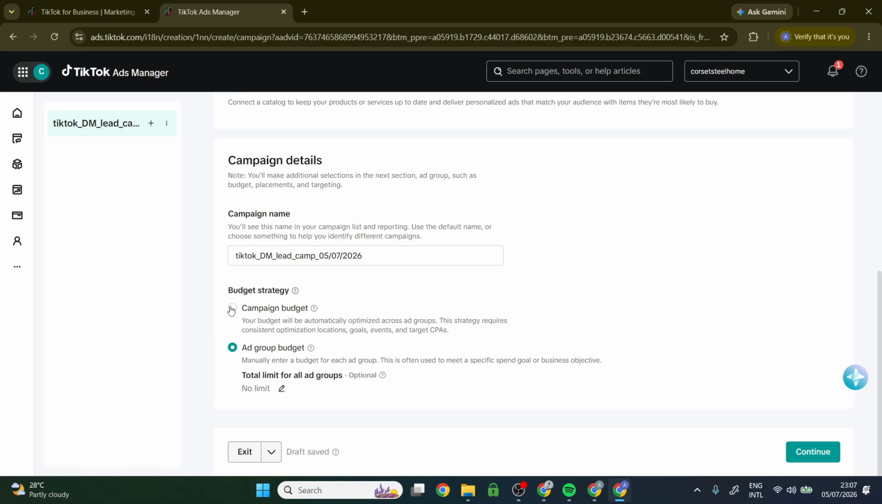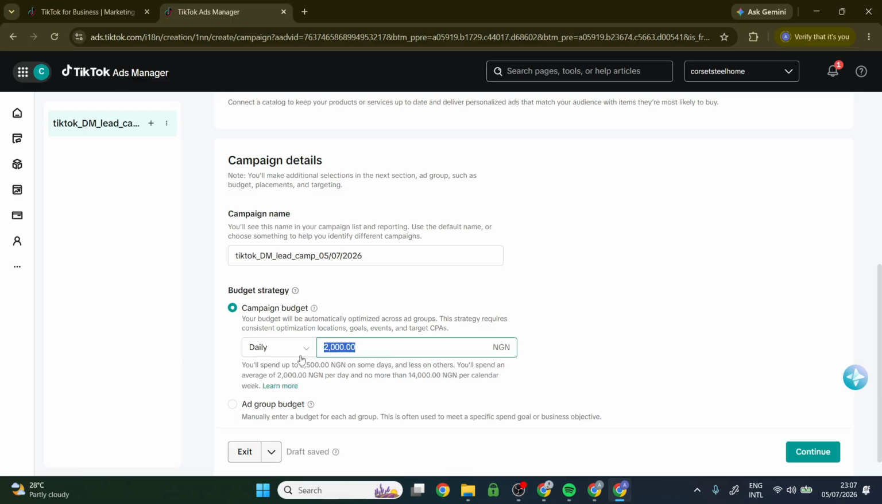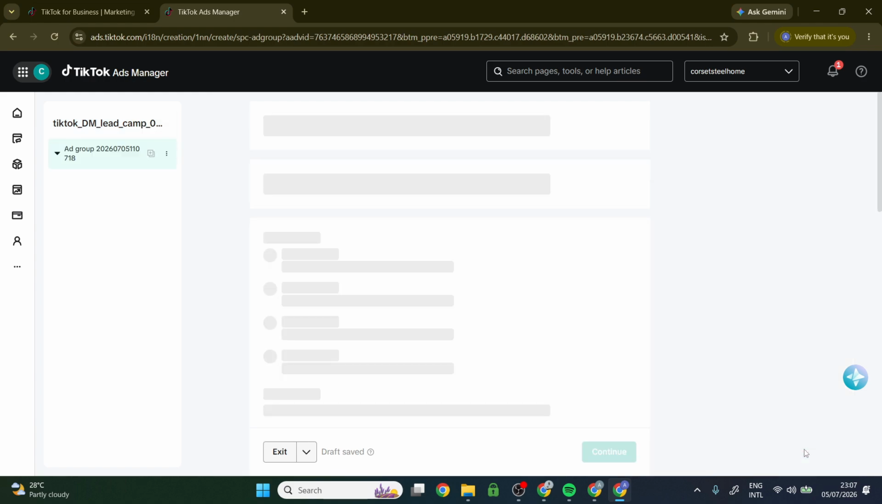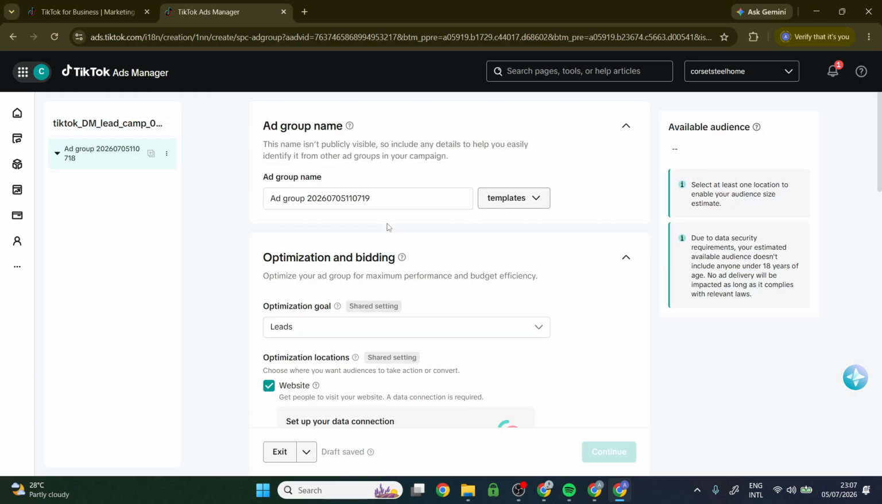Then the next thing, I'm going to be using campaign budget optimization, and for this I'm going to insert 10,000 naira. So this means we are willing to spend 10,000 naira per day, and we are done at this level. All we have to do is to just click on this continue button, right? So once you click on the continue button, then you can proceed to the next stage.